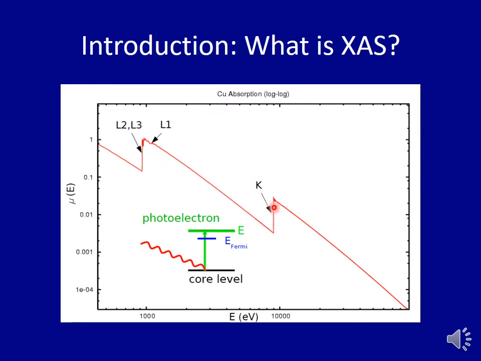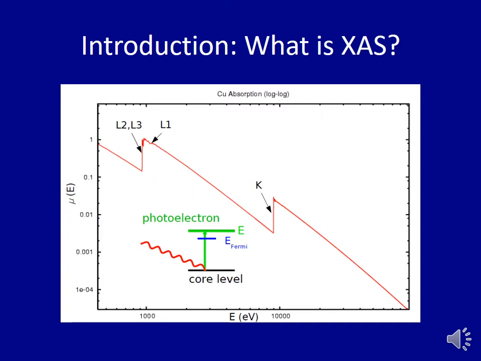And the edges have labels that correspond to the quantum numbers of the core level. So for example, the K edge corresponds to the 1s level, the L1 to the 2s, the L2 and L3 to the relativistically split p states, the p1/2 and p3/2, and so on and so forth, M1, M2, M3, M4, M5 corresponding to d levels, etc.